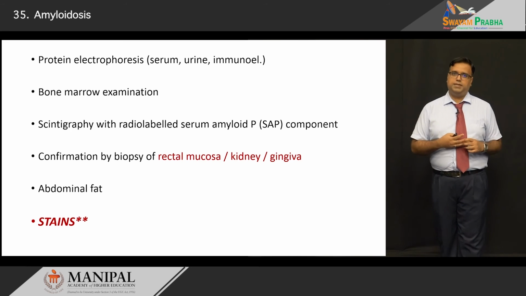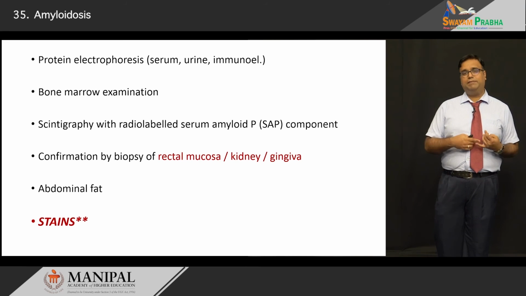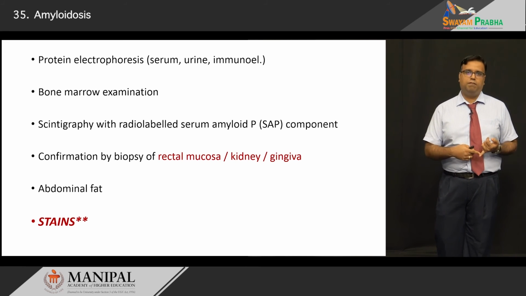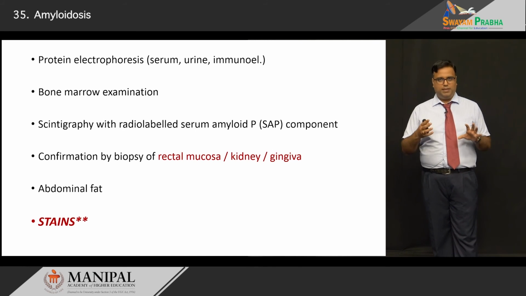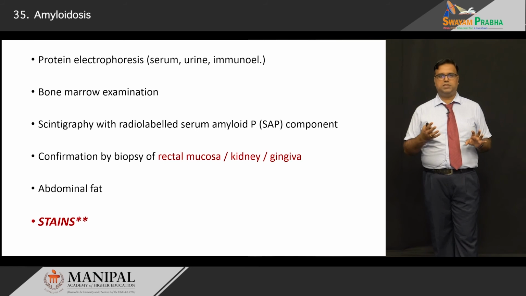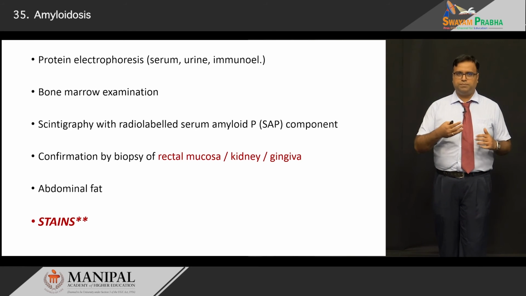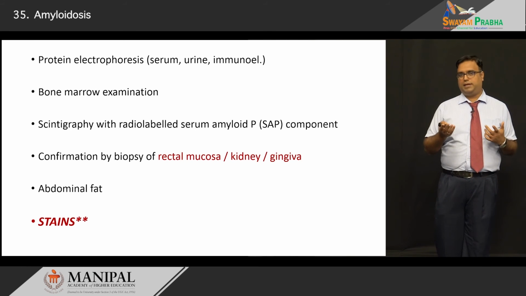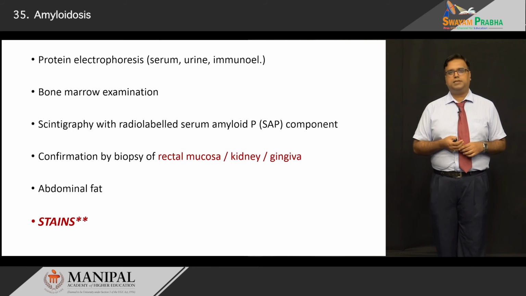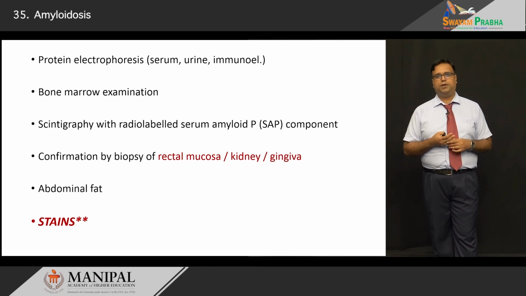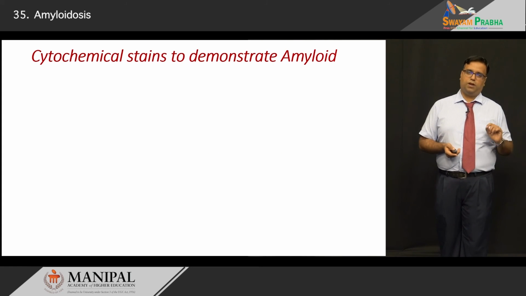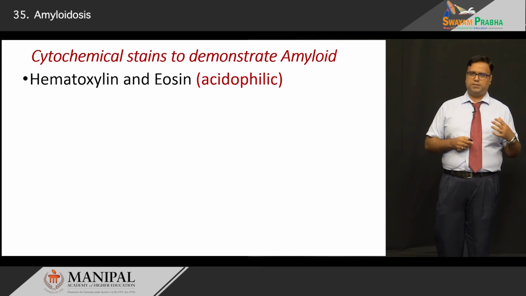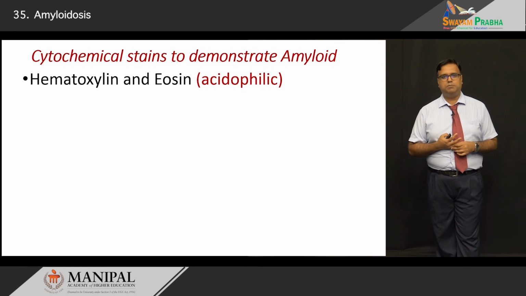You can confirm this with a biopsy, an invasive procedure, but you can take abdominal fat, rectal mucosa, gingiva, or the kidney. These are four areas generally where the surgeons concentrate to get an idea that it could be amyloid. At the end of the day, you will have to do light microscopy and demonstrate it using special stains, which is of a lot of interest in pathology because it is often asked in a lot of exams.